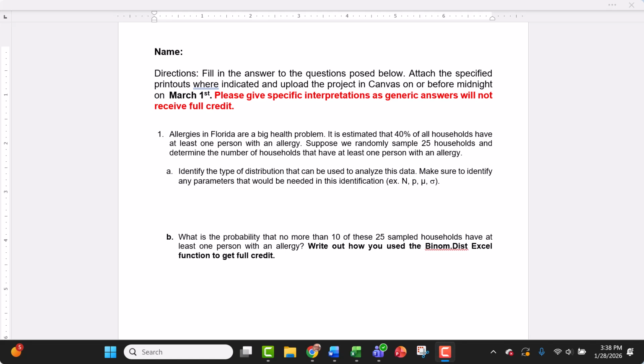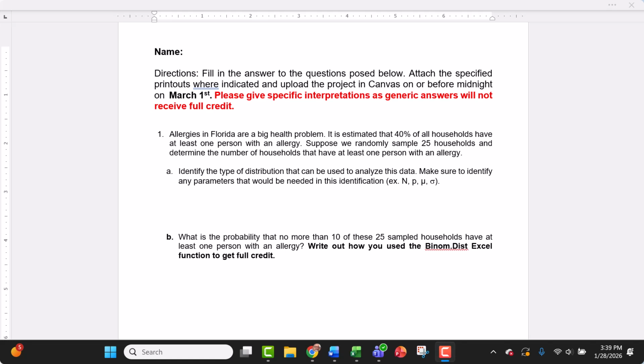And so the first question, I give you a little story, and I want you to identify the various components of the distribution. If it's a binomial, which it is, you should tell me the value of n and p that you're working with. When you're working with normals, mu and sigma are the two things that you need to identify, so that doesn't really come into play here.